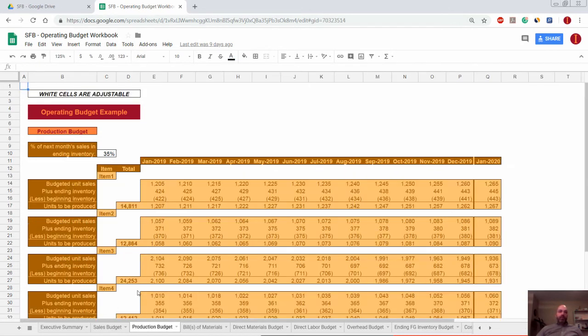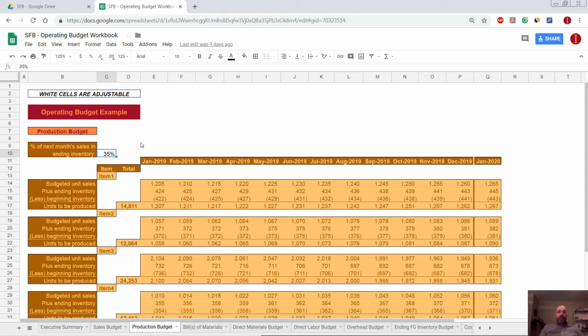Knowing what we're going to sell in terms of units in the coming year, we can start to decide what we're going to produce. We don't want to produce more than we're going to sell, because that'll just tie money up in inventory and hurt our cash flows. We certainly don't want to produce less and leave sales on the table, so we want to make a plan for what the appropriate amount to produce is. Now, the only field you're going to enter here is this percentage of next month's sales in ending inventory.